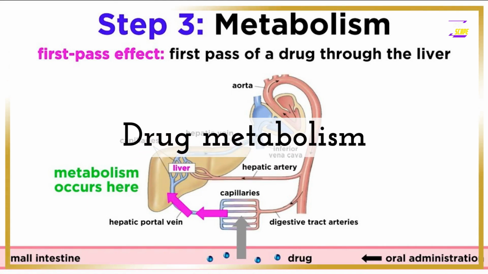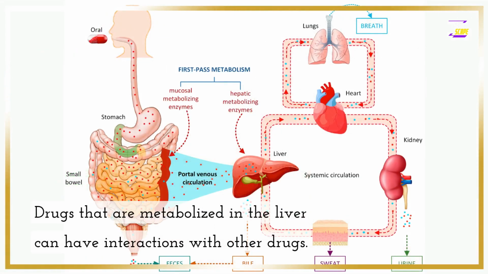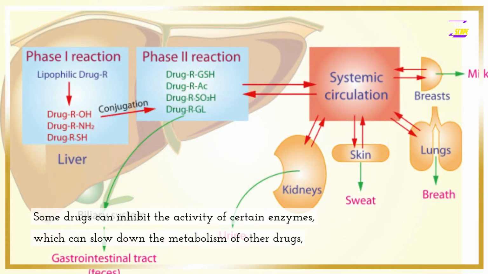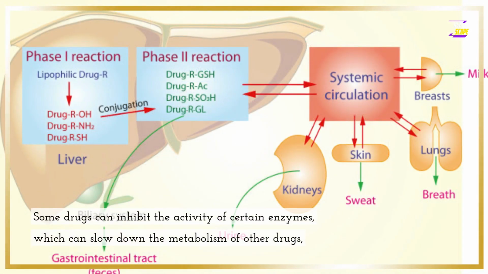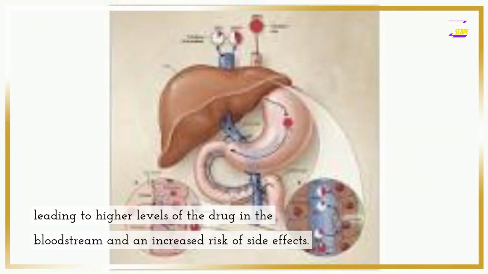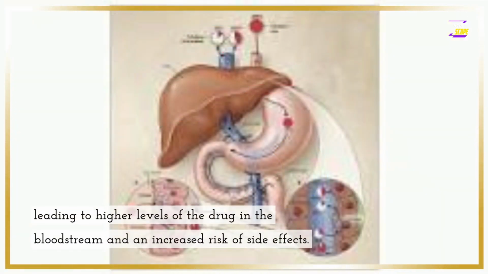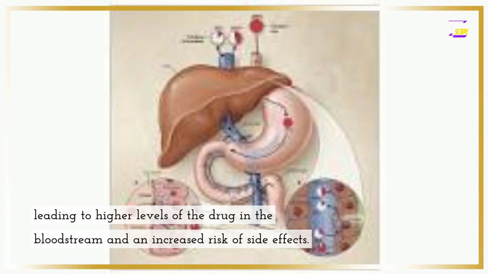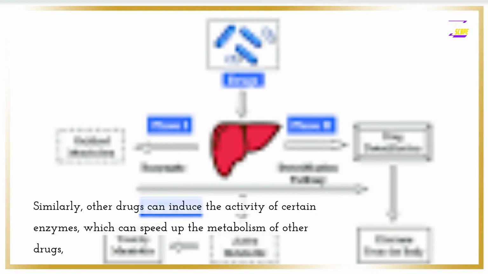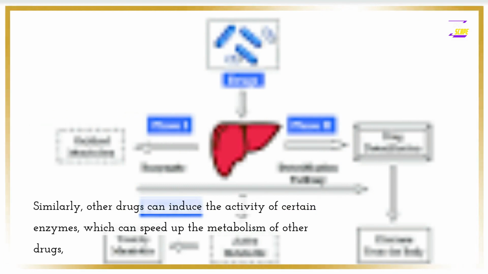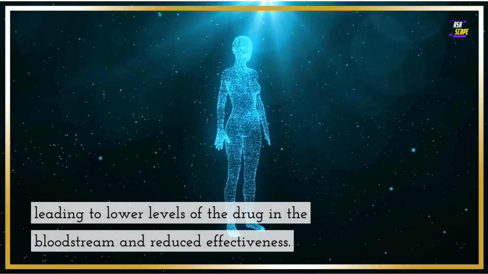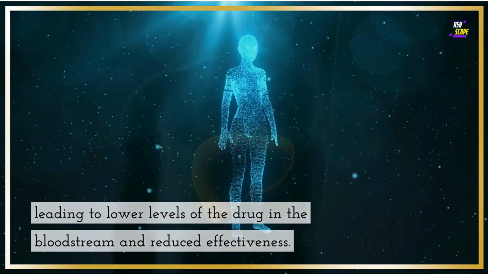Drug metabolism. Drugs that are metabolized in the liver can have interactions with other drugs. Some drugs can inhibit the activity of certain enzymes, which can slow down the metabolism of other drugs, leading to higher levels of the drug in the bloodstream and an increased risk of side effects. Similarly, other drugs can induce the activity of certain enzymes, which can speed up the metabolism of other drugs, leading to lower levels of the drug in the bloodstream and reduced effectiveness.